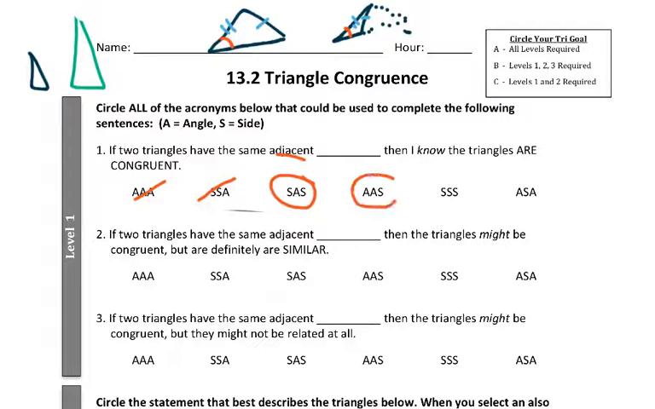Same thing with angle, angle, side. If you have an angle and then another angle and then a side, then we know that they're congruent. Same thing with side, side, angle, and side, angle, side. And again, I'll show you some examples below. Okay?